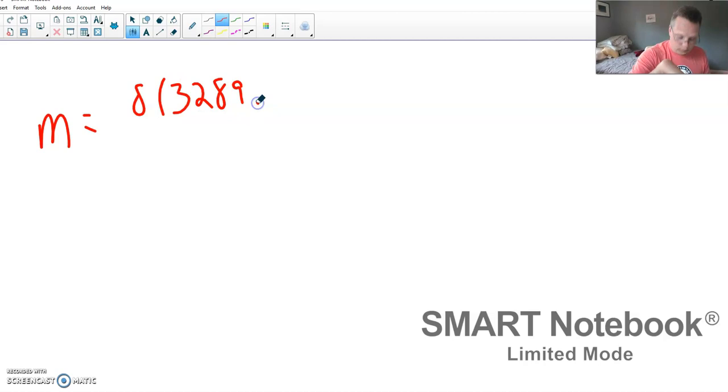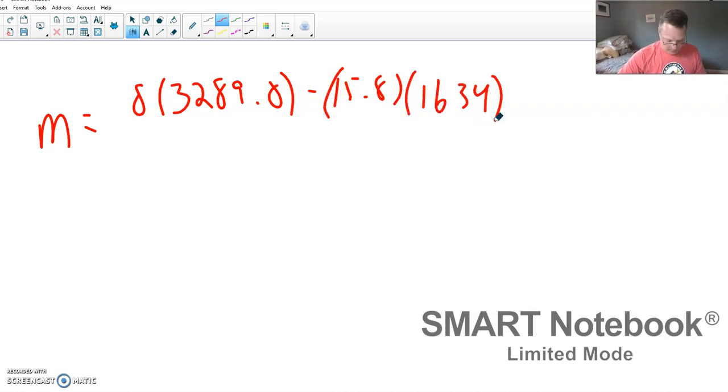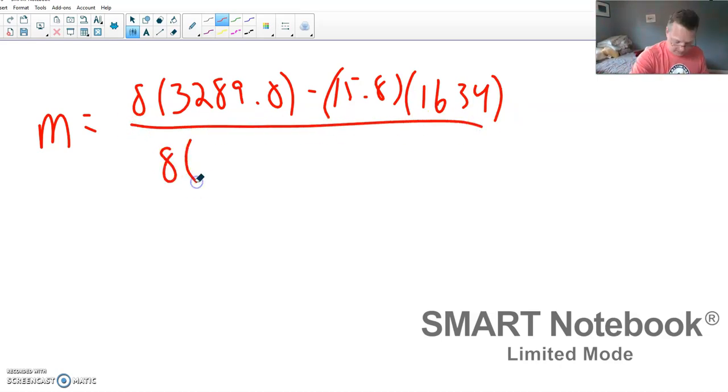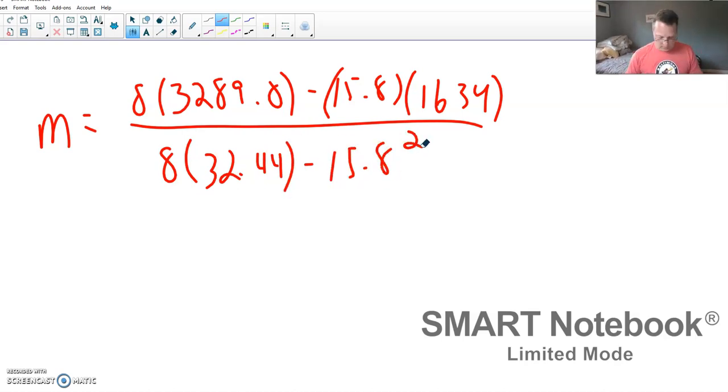So my m is 8 times 3289.8 minus 15.8 times 1634, all over, and this is right in the book too, 8 times 32.44 minus 15.8 squared.